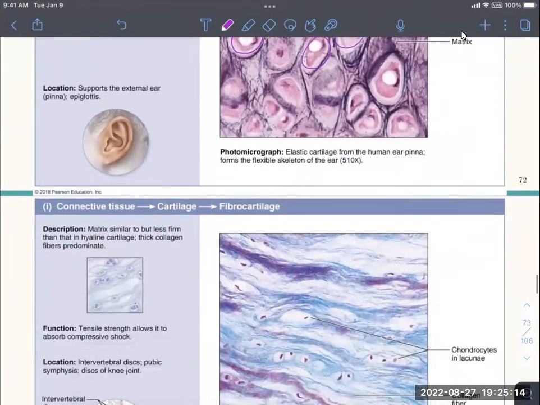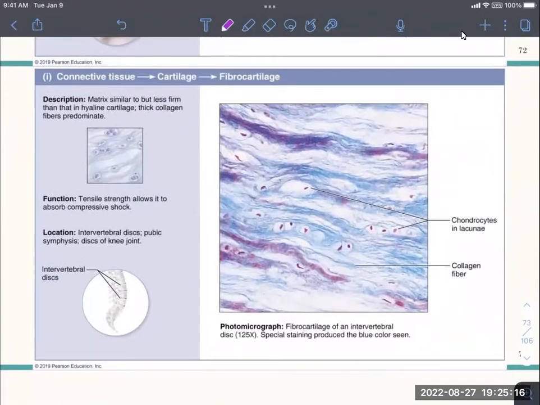And our last is fibrocartilage. Fibrocartilage is our intervertebral discs. That's where this picture is from. It's also the menisci in our knees. We have lots of fibers through here. We have cells, different chondrocytes, that are once again found in lacunae. That's why they're all grouped together. We have our collagen fibers that help give our fibrocartilage its tensile strength to withstand pretty strong forces.